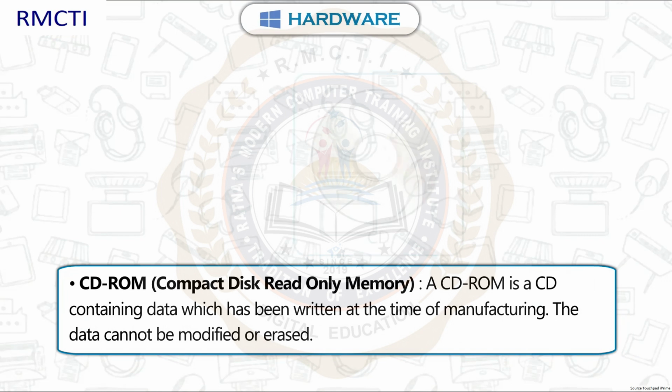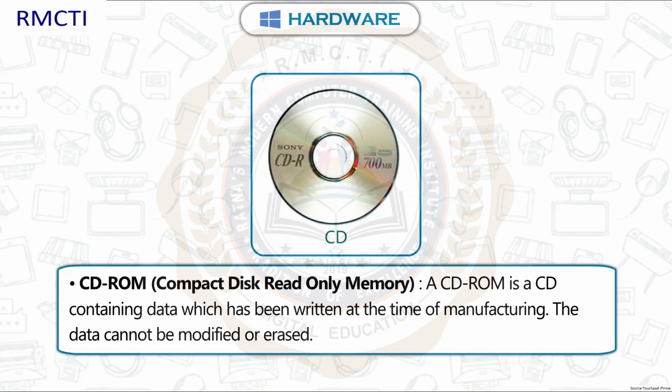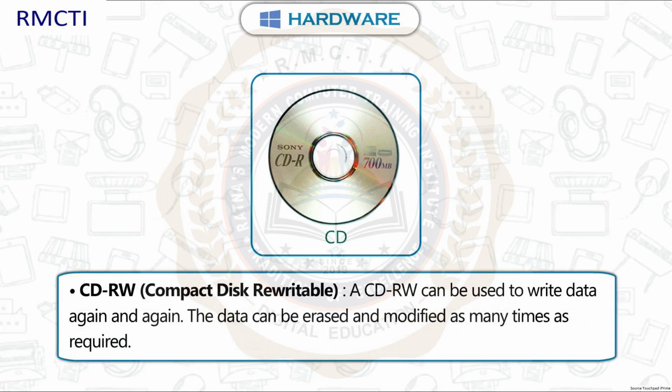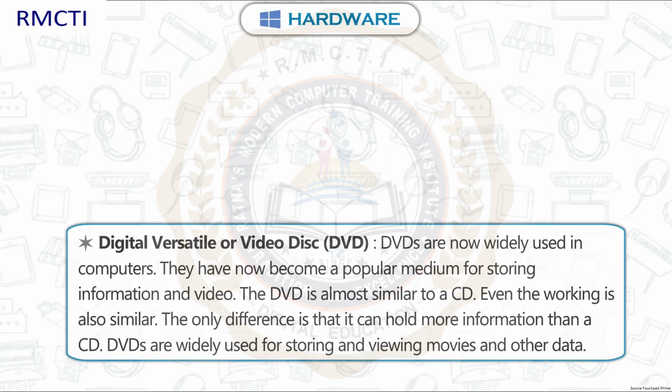Types of CDs. CD-ROM. Compact disk read-only memory. A CD-ROM is a CD containing data which has been written at the time of manufacturing. The data cannot be modified or erased. CDR. Compact disk recordable. A CDR can be used to write data by the user only once. This data cannot be changed or erased. CDRW. Compact disk rewritable. A CDRW can be used to write data again and again. The data can be erased and modified as many times as required.